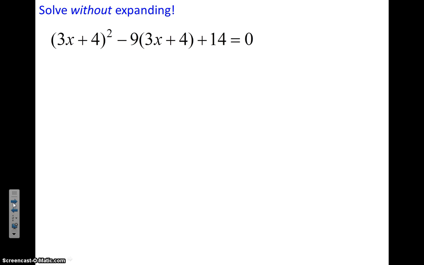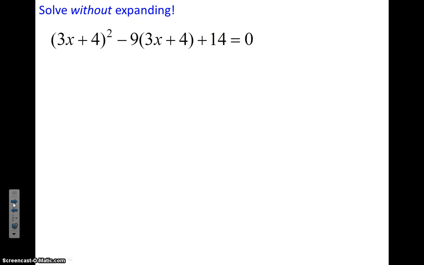Okay, so probably our most difficult problem, and the one that is going to be something you've probably never seen before, is this: 3x plus 4 quantity squared minus 9 times the quantity of 3x plus 4 plus 14 equals 0. So I'm going to try and solve this without expanding it out, which means I'm not going to multiply everything out and then try and solve from there. So what can I do?